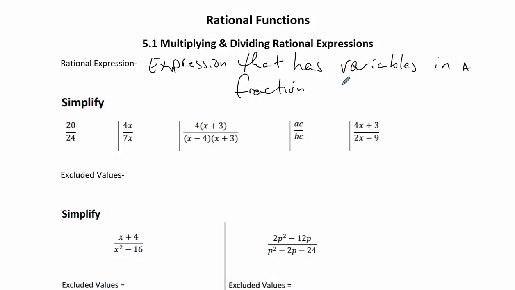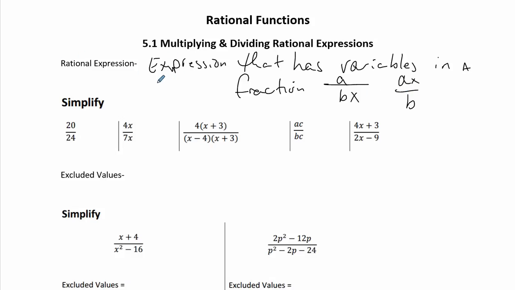What that means is, I have a fraction here, a over b, and I could have numbers on the top and bottom with, say, a variable on the bottom. I could have a number on top with a variable over just a number on the bottom. I could have variables on top and bottom. I can have binomials, monomials, trinomials, whatever we want. Basically it's just a fraction that has variables. That's what a rational expression is.